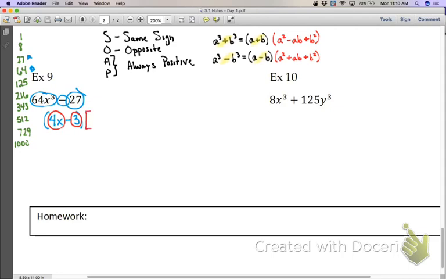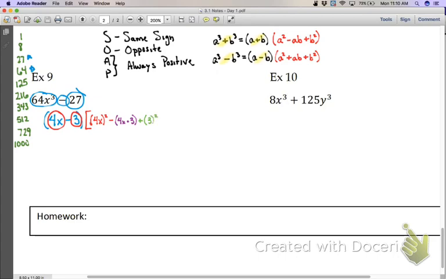So if I just take my formula, I'm going to have a squared. So what's a squared? Well, it's the 4x that I have there, minus a times b, so 4x times 3, and then plus, because I switched the sign, b squared. So plus, and then b, so 3 squared.